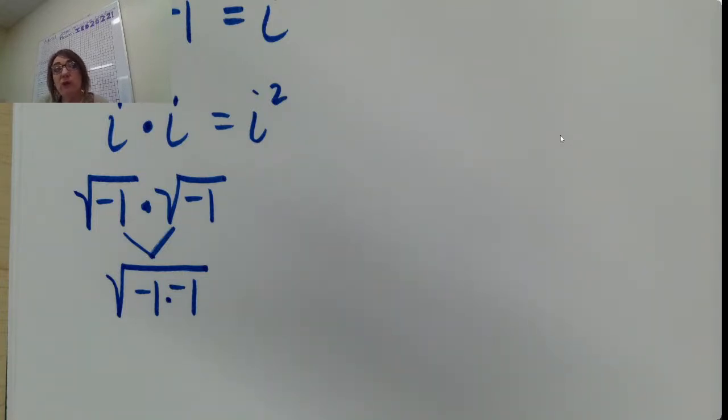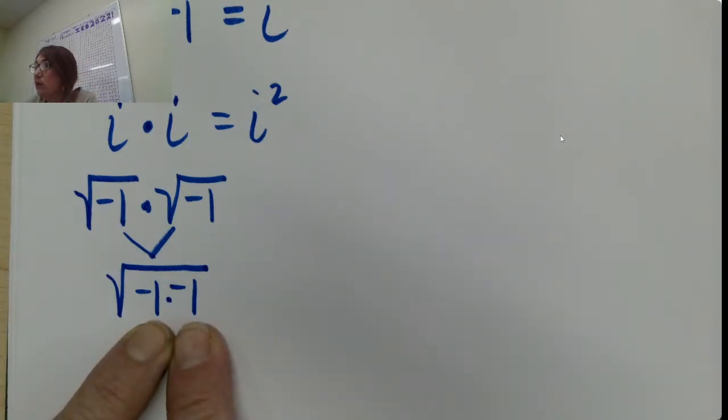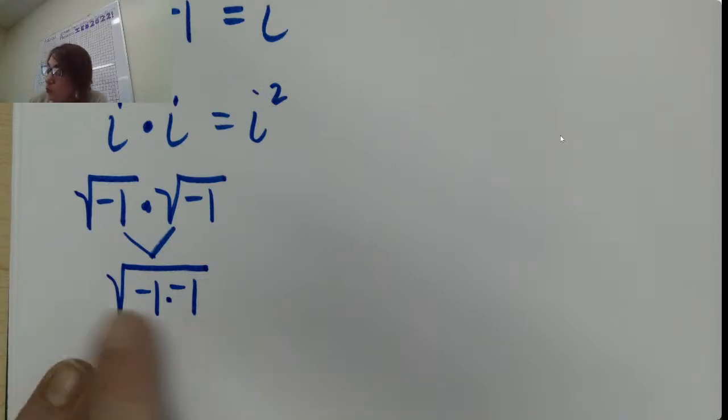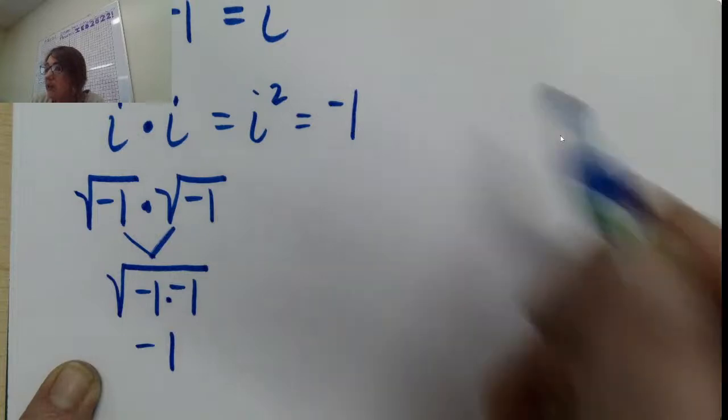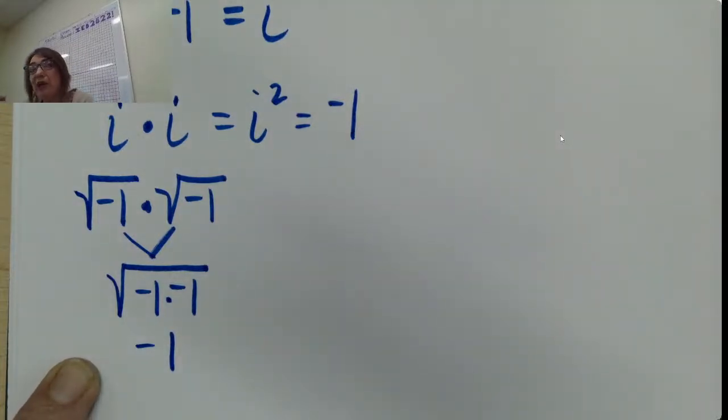However, remember, square root means what number times itself. And what number is being multiplied times itself right here? Negative 1. So if we take the square root of negative 1 times negative 1, we get negative 1, because that's the number being multiplied times itself. So here's what we just discovered. I squared is equal to negative 1. So if you have I squared in a problem, you can replace that I squared with a negative 1. Okay? Making sense?